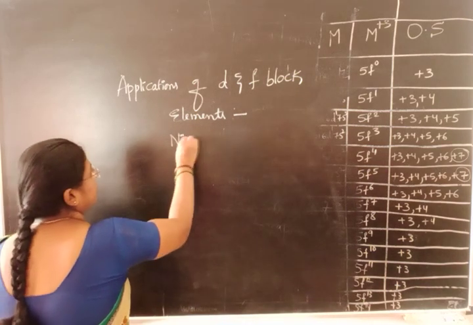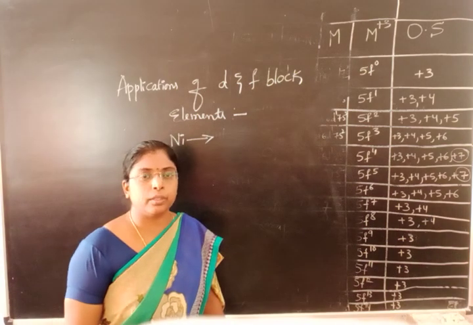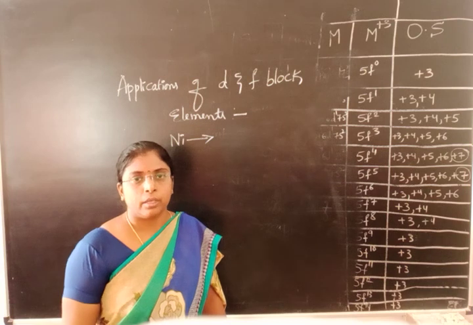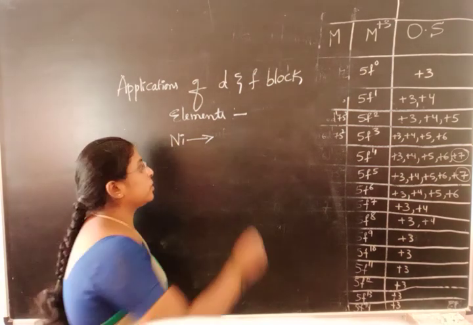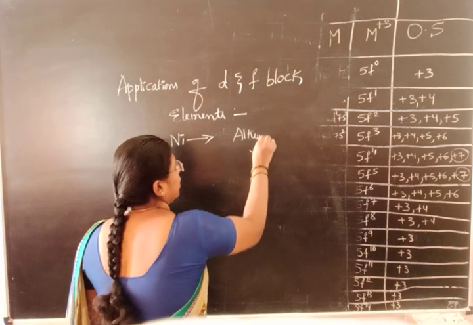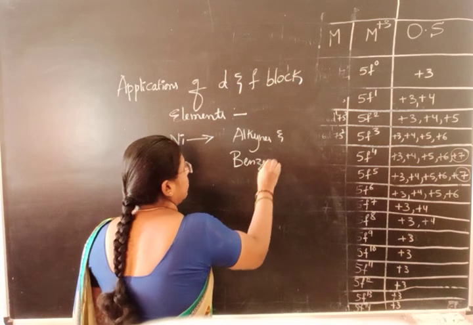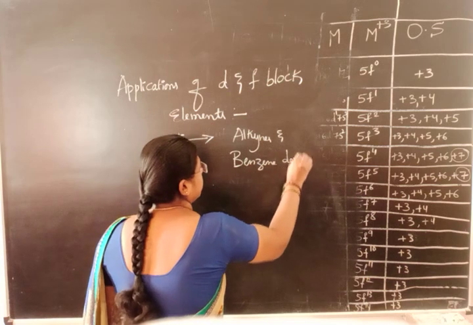Nickel and its complexes are used in polymerization. In some polymerizations of compounds like alkynes as well as in benzene derivatives, nickel complexes are used.